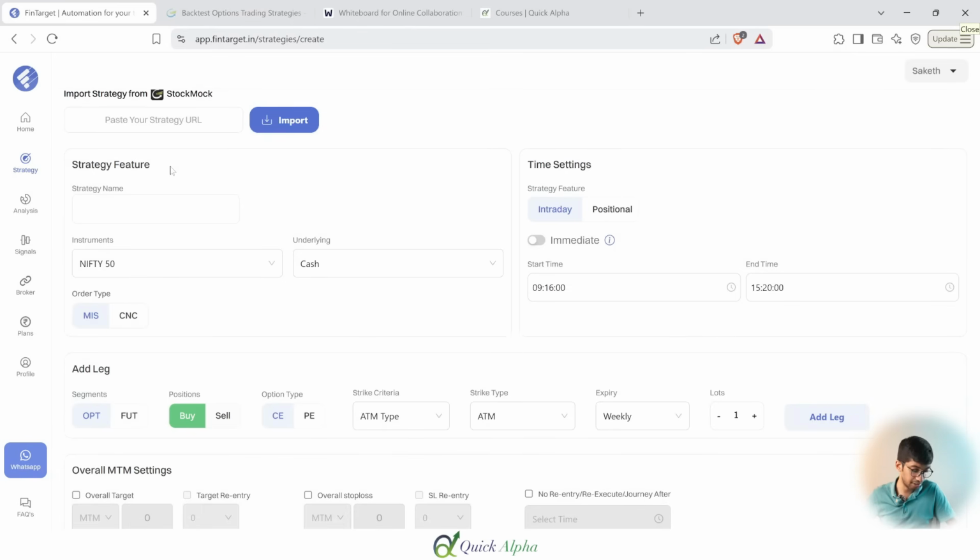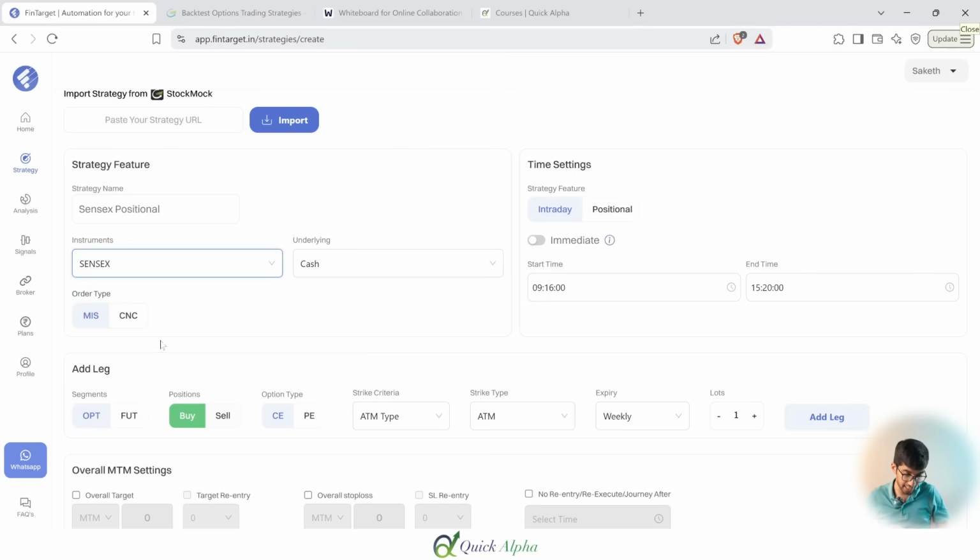What we are going to do here is name our strategy Sensex Positional. You can name it anything you want. After this, we are going to choose the index as Sensex. In case you don't want to build this yourself, I'm going to share the link in the description below. You can click on the link and the entire strategy is going to get built for you on your FinTarget account.